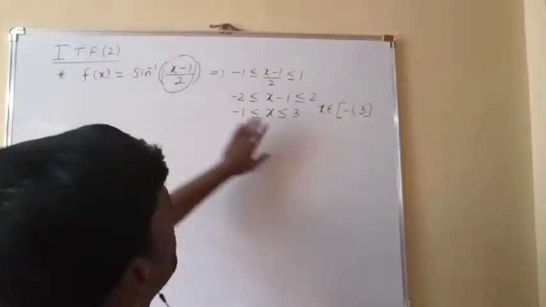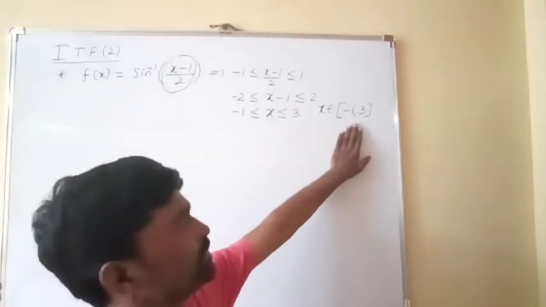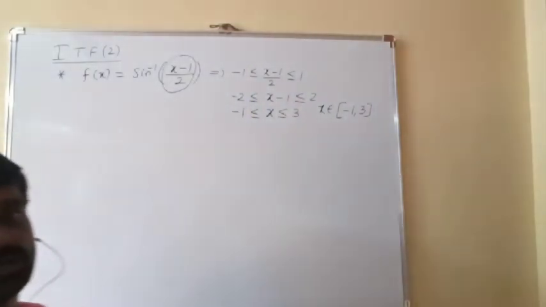So this function is defined when x takes these values, that is, x belongs to the closed interval minus 1 comma 3. So this closed interval minus 1 comma 3 is the domain of the function.